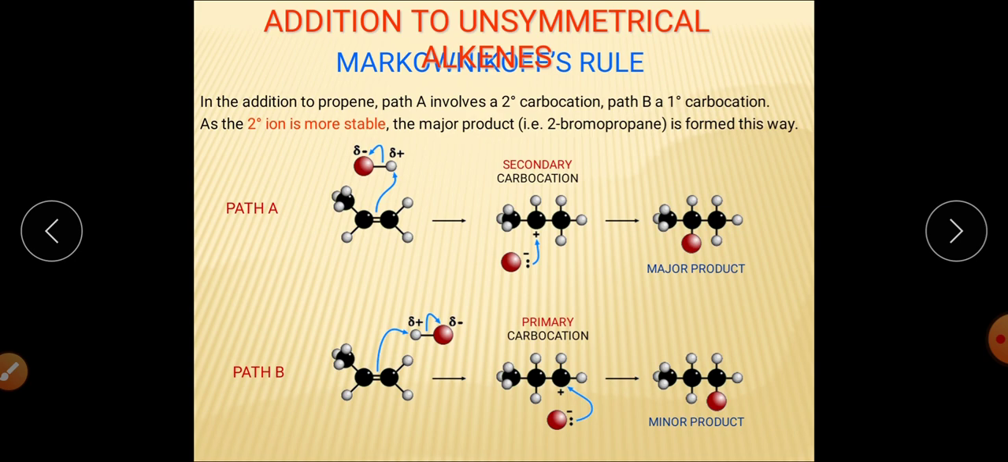So you have two paths, A and B. The reaction will proceed with path A, because in path A a secondary carbocation is synthesized and this is more stable. That's why the negative portion will now attack this carbon, which has fewer hydrogen atoms. So this will be the major product of this addition reaction, and this will be the minor product. This is the Markovnikov rule, right?